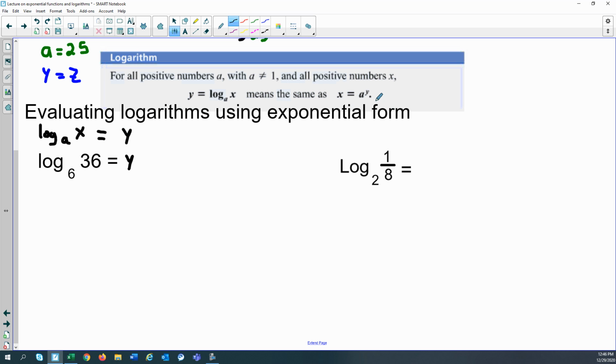So let's put it into exponential and see if that helps us. So we have x, which in this case is 36. So I have 36 equals my a value, which is 6, to the power of y.